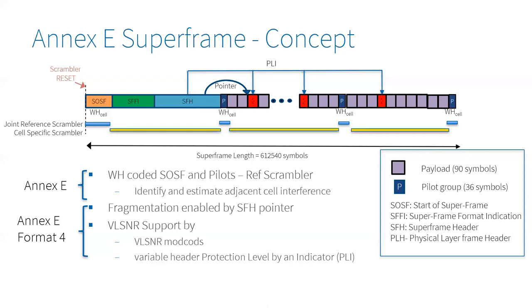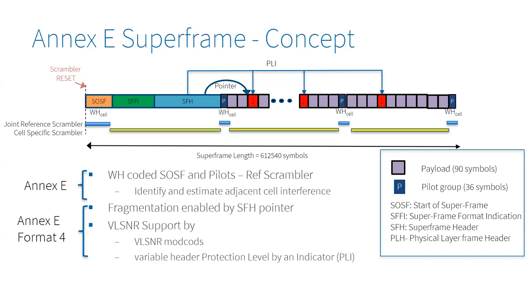One of them is fragmentation, which means that in the superframe header you have a pointer to the first complete PLH, the first complete frame within the superframe, which means that all the symbols in front of this PLH belong to the previous frame. So this way you can chain the frames within the superframe structure and fragment the frame if necessary.